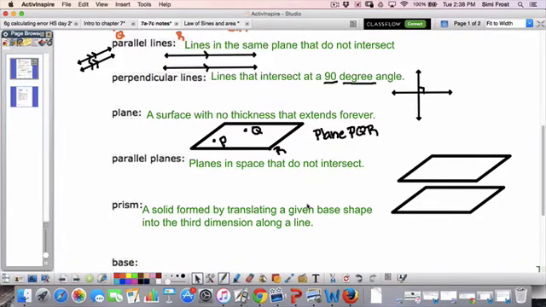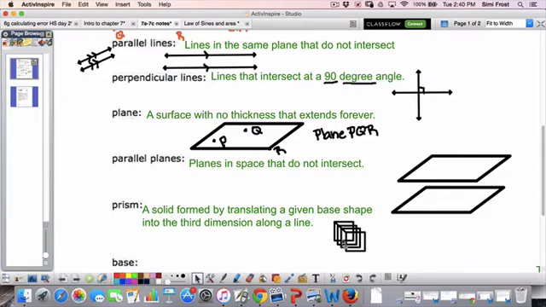Okay, next word, a prism. And a prism is a solid formed by translating a given base shape into the third dimension along a line. So let's see what that looks like. I'm just going to do a little sketch off here. But let's say if I have a square, transforming it would be to move it or to copy it along a line. So if I were to draw a line like this, and then I were to move and copy the same shape going back along this line, it would look something like this.